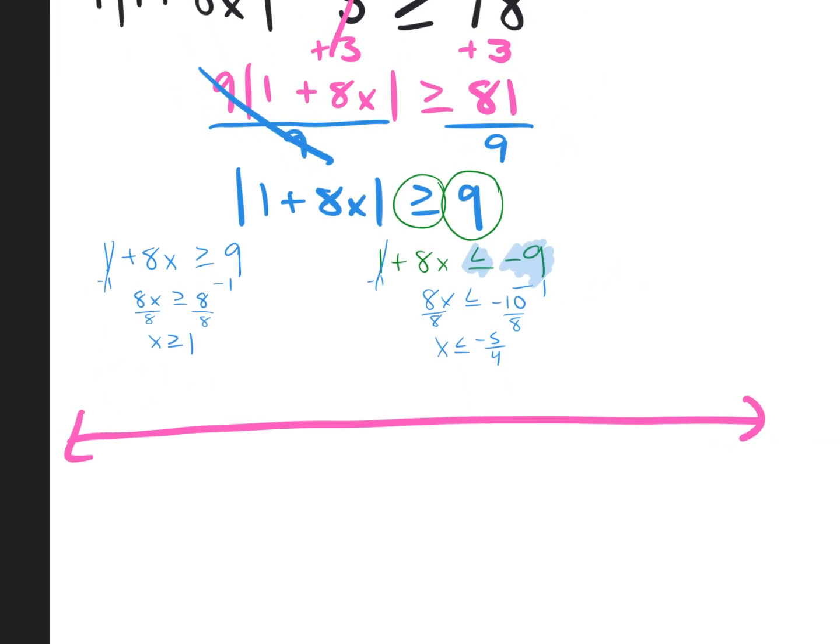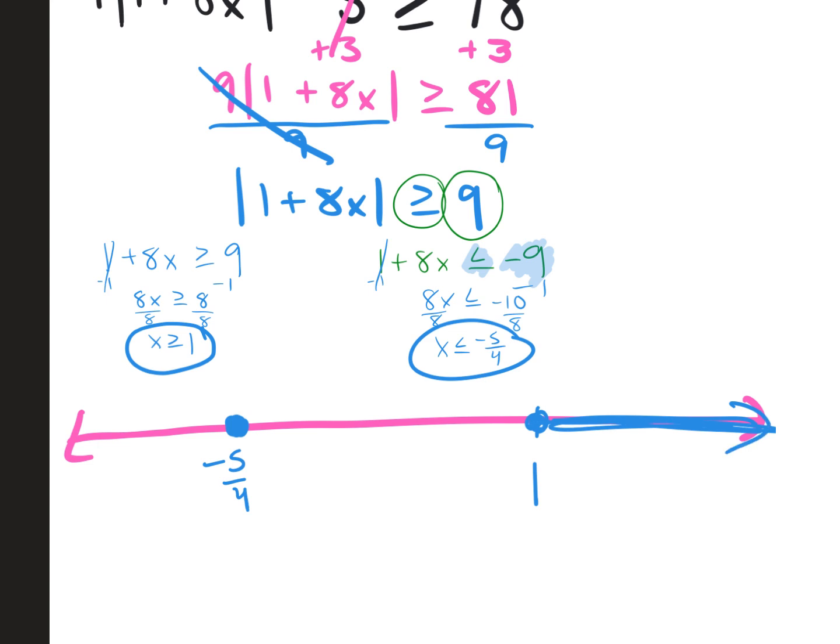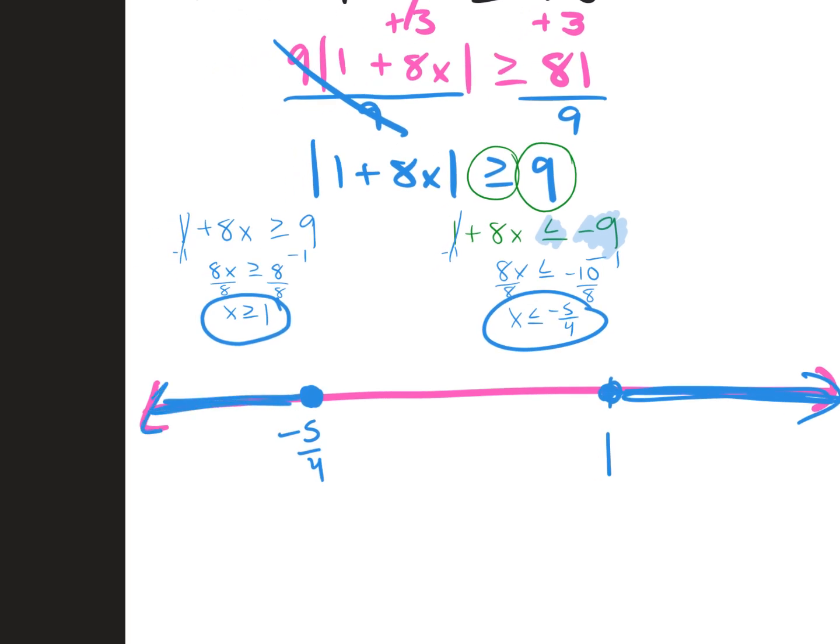All right, so when I graph these, which one's smaller? Which one's going to go further to the left? Negative 5 over 4. Do I have an open or closed circle? Closed circle. Negative 5 over 4. And then we also have a closed circle at 1. If you need to, you can plug in a number to test to see where you're going to highlight. You can just look at your inequalities here. x is greater than 1, so we're talking about numbers greater than 1. And x is less than negative 5 over 4, so we're talking about numbers less than negative 5 over 4.